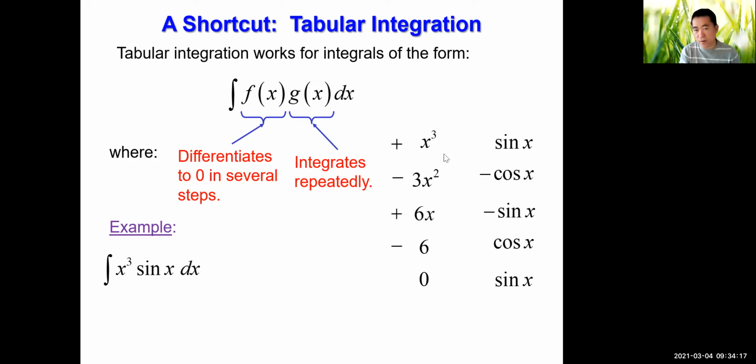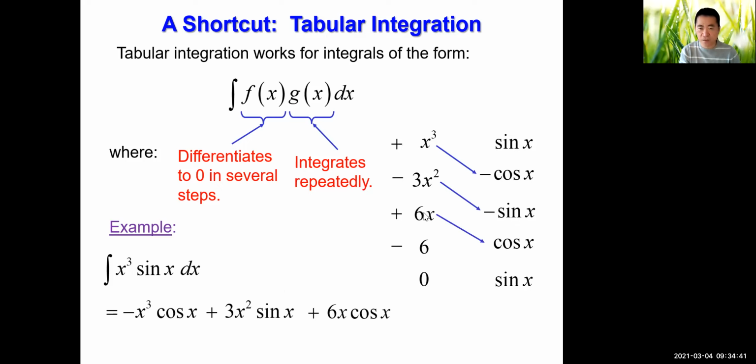And we're going to go down diagonally, so we don't use the first one. So that one times that one: x cubed times negative cosine. And then negative 3x squared times negative sine, which gives positive 3x squared sine x. Plus 6x times cosine. Then minus 6 times sine. And then you add the constant.